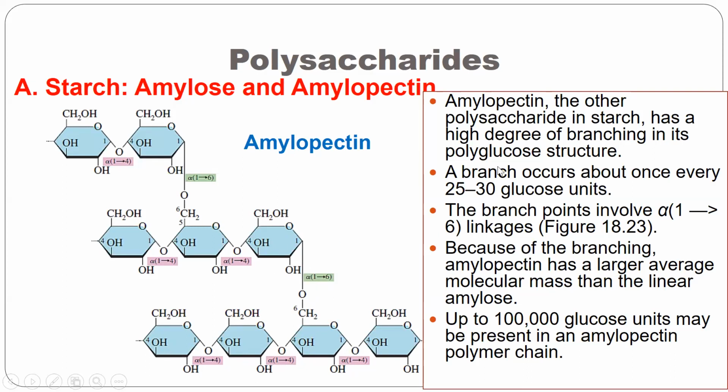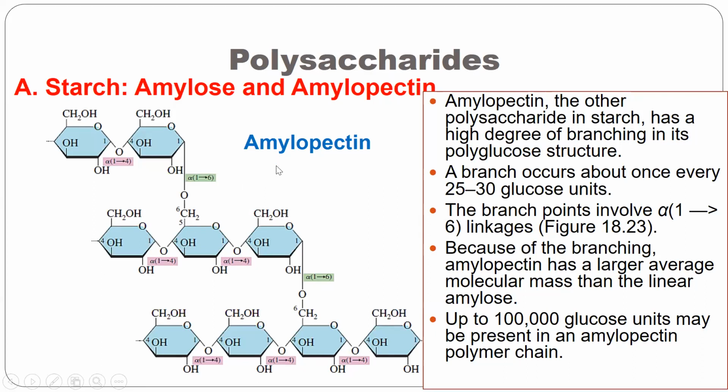Okay? And branching usually occurs for every 25. So when it reaches the 25th glucose, let's say the 22nd, 23rd, 24th, 25th, usually 25 to 30, it branches out and does not continue as a straight chain. So this is the structure of amylopectin.